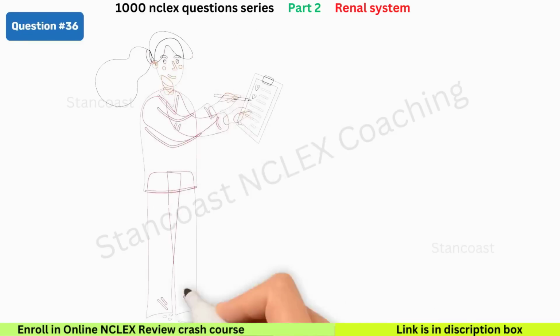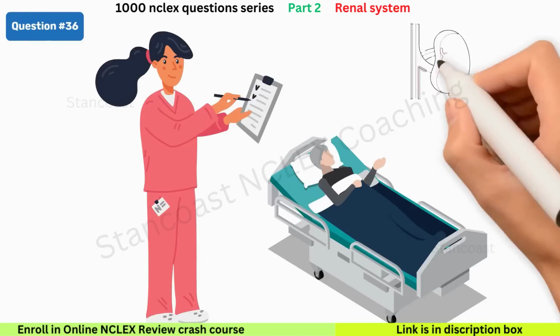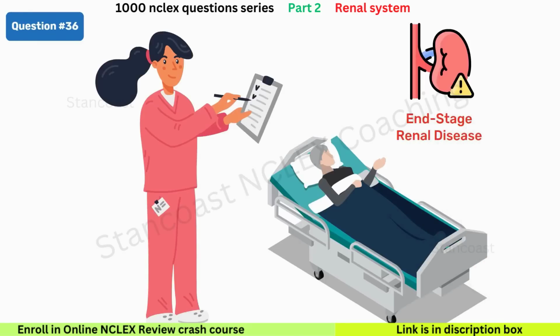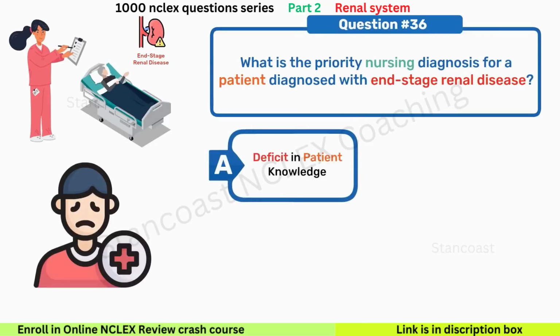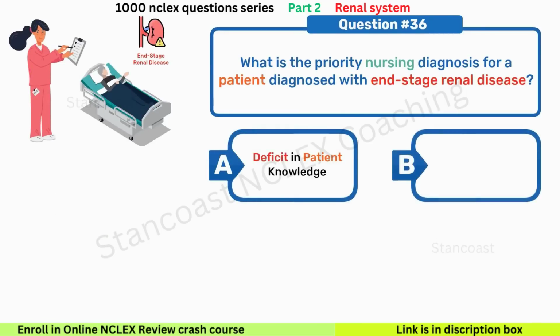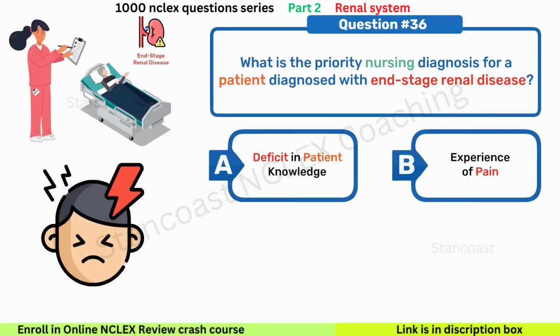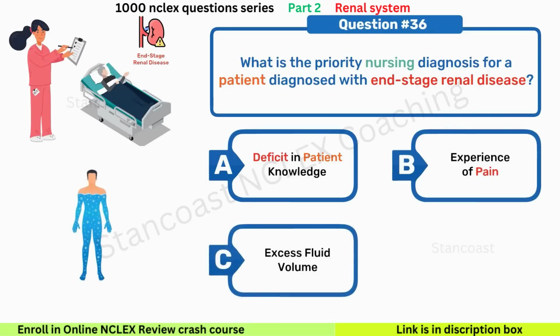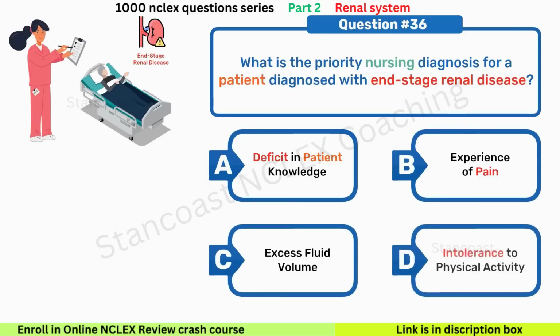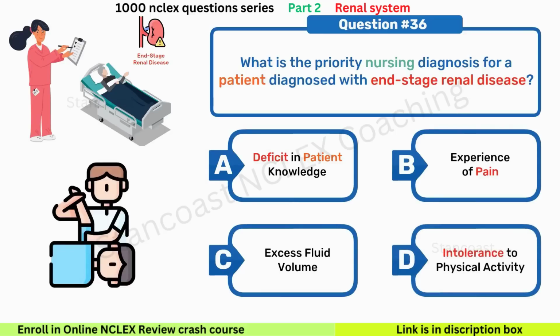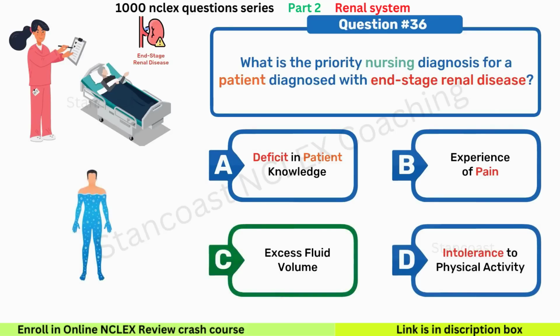What is the priority nursing diagnosis for a patient diagnosed with end-stage renal disease? A. Deficit in patient knowledge. B. Experience of pain. C. Excess fluid volume. D. Intolerance to physical activity. Correct answer: C. Excess fluid volume.